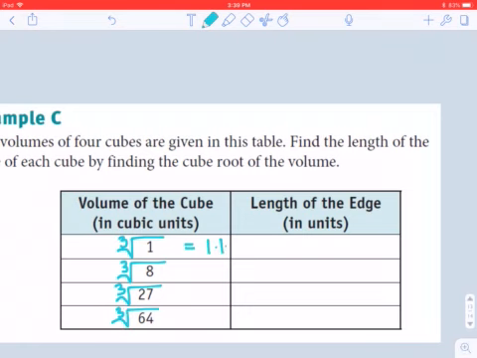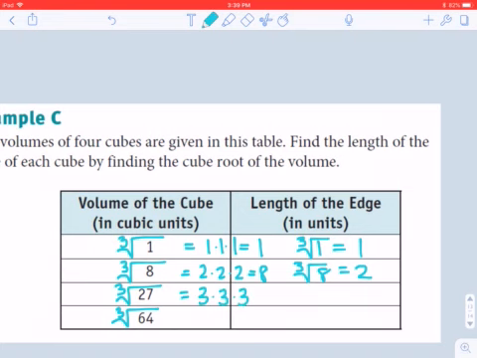So 1 times 1 times 1 is 1. So that means the cube root of 1 equals 1. 2 times 2 times 2 is 8. So the cube root of 8 is 2. 3 times 3 times 3 is 27. And the cube root of 27 is 3. 4 times 4 times 4 is 64. The cube root of 64 is 4.